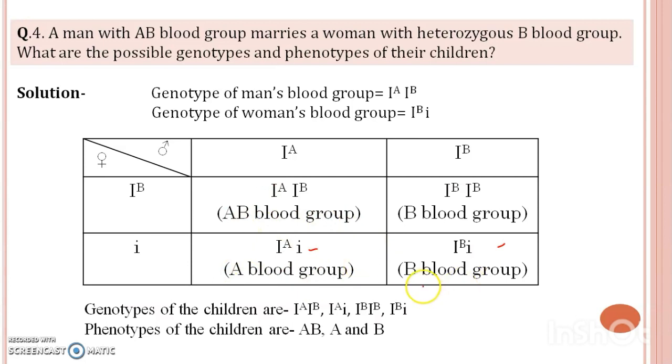Okay, so that's all for today. We have discussed 4 different problems related to ABO blood group type.